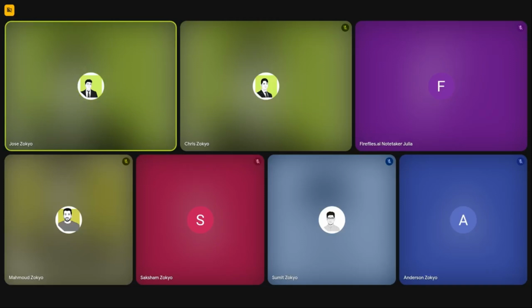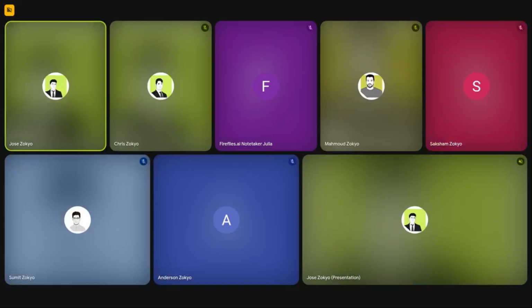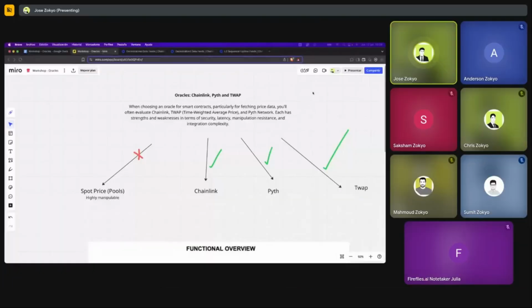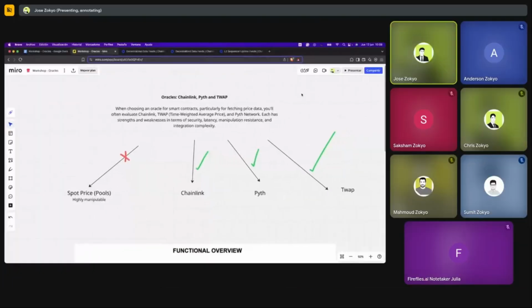So let me share my screen and I'll show what I have prepared for you. Okay, here we have. Can you see my screen, right? Yeah, I think so.